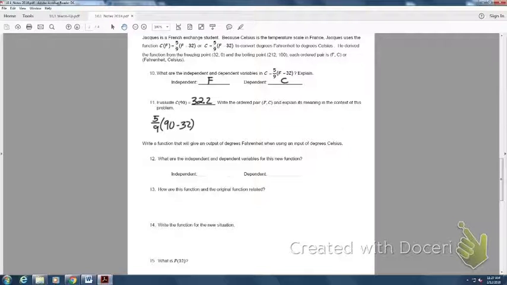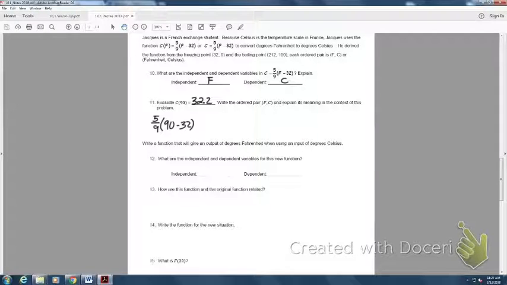On the next part, we're going to write a function that will give an output of Fahrenheit when using an input of degrees Celsius. We've used this problem for many years to explain this, but we've taken out another story part of it that I think helps you understand why this would happen. Let's say that Jacques is going back home, and he decides to take Ty with him over to France so that Ty can look really smart calling all the Jacques over there Jacquez's. So he takes Ty over there with him.